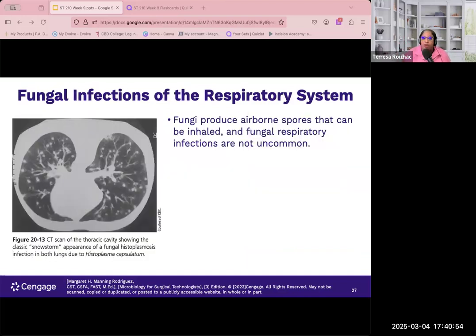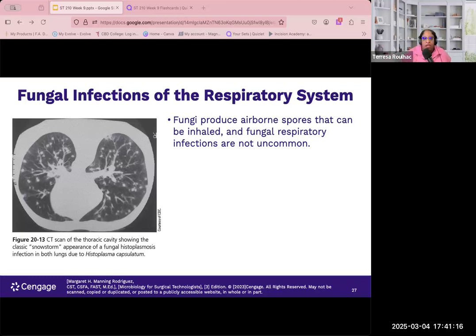We have those fungal respiratory infections. Fungi release airborne spores that can be inhaled, believe it or not, that lead to respiratory infections. Histoplasmosis, caused by the fungus Histoplasma capsulatum, is one such infection that actually closely resembles TB, tuberculosis.